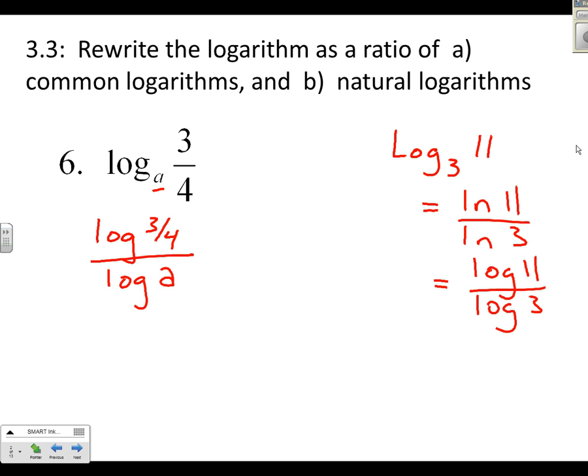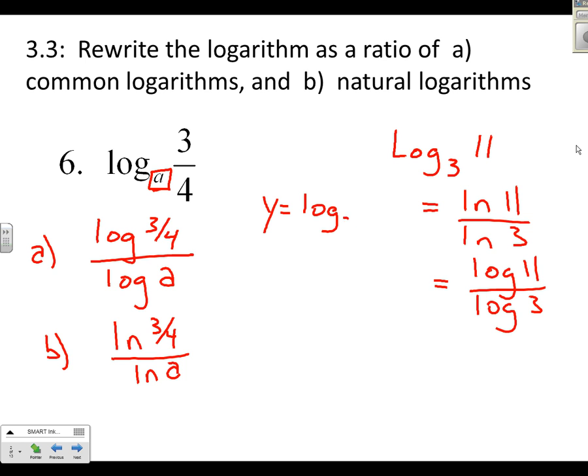So that is part A. Part B, natural logs, could be ln 3/4 over ln A. And for most of us, unless we have something on our calculator that lets us choose a base other than base e, natural log, or base 10, common log, that would be how we would go about finding exact values. Or perhaps if we wanted to graph y equals log base 2 of x, we could enter that as y1 equals log x over log 2. So there is the change of base property.